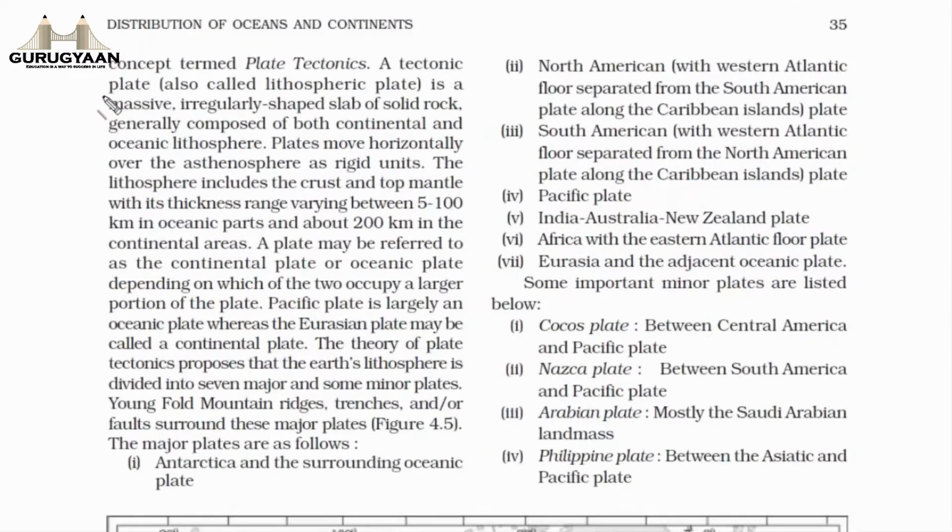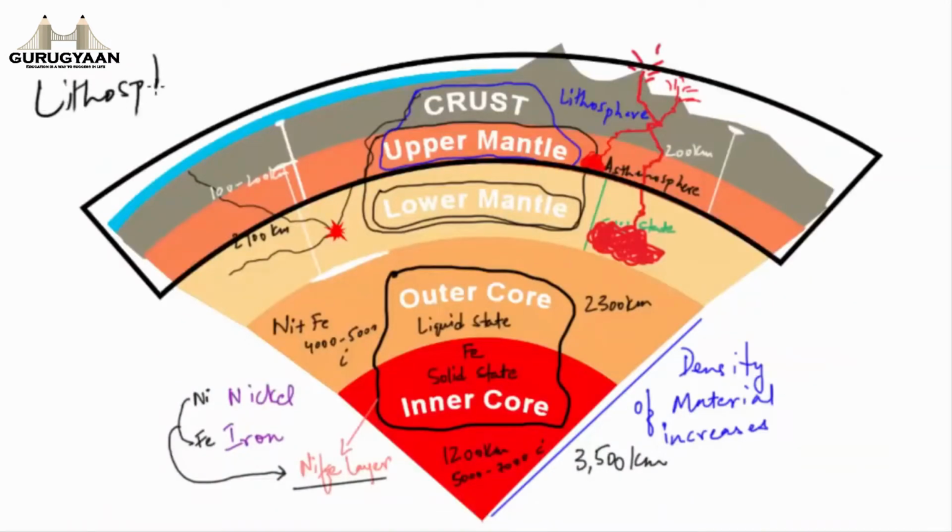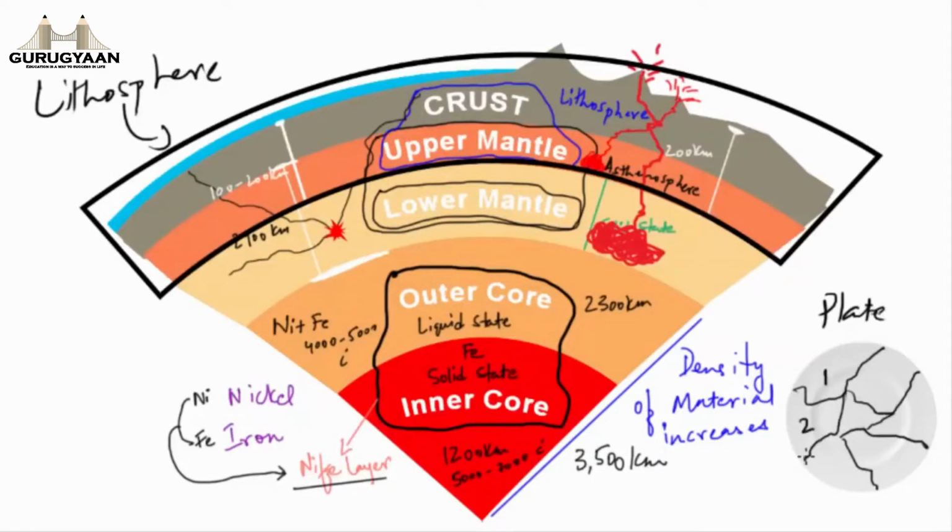So what the plate tectonic concept says is that the lithosphere, which is the combination of crust and upper mantle, is in the form of irregular slabs of solid rock. So think of the lithosphere as a large plate, and now when a plate breaks, this is exactly what it looks like. When we say irregular slab of solid rock, this is what the plate tectonics concept is suggesting.